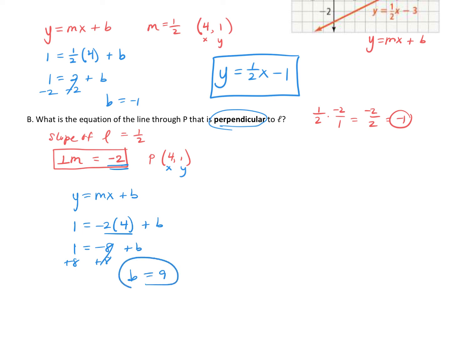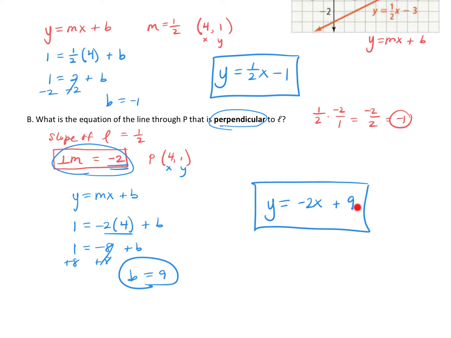So we have our y-intercept, we have our perpendicular slope. So the equation of this line is y equals our slope first, -2x, and then +9, because our y-intercept is +9. And this equation right here is perpendicular to the line they gave us.